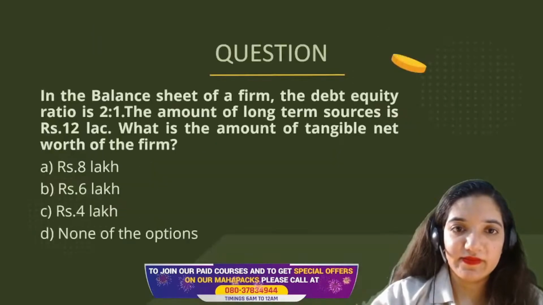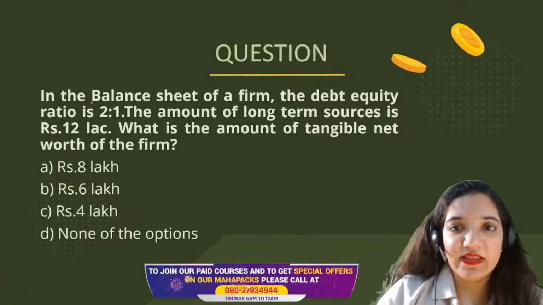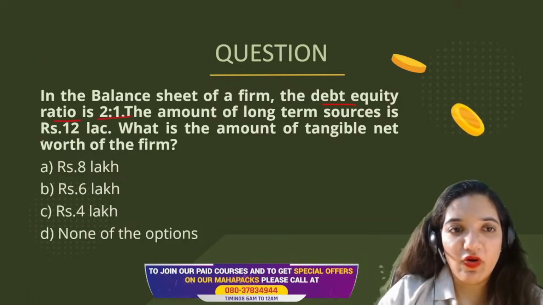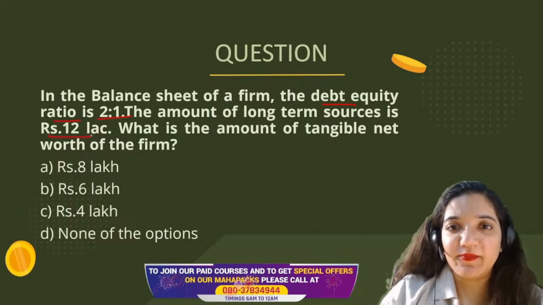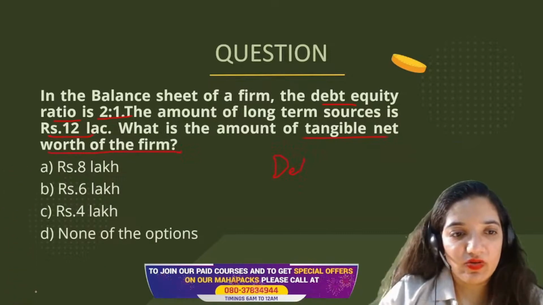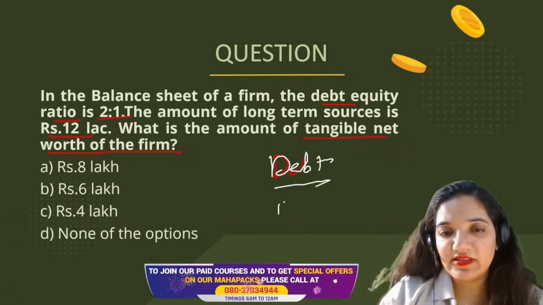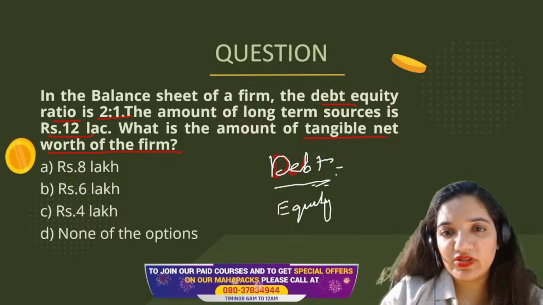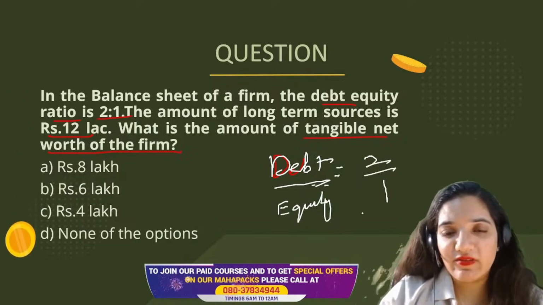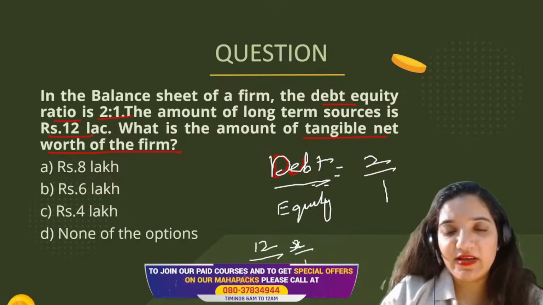Here comes the first question. Everyone, what would be the answer? In this balance sheet, the debt equity ratio is 2:1. The amount of long-term sources is 12 lakh, and they're asking what is the amount of tangible net worth of the firm. One thing is called debt, and this is called equity. The ratio is 2:1, and we have got that the debt part is 12 lakhs. So can I say 12 divided by equity is equal to 2 upon 1?